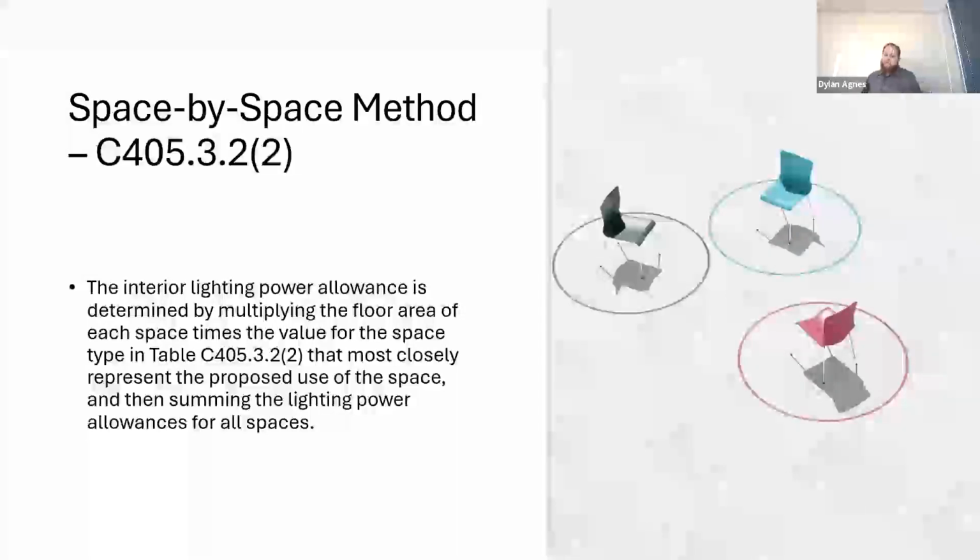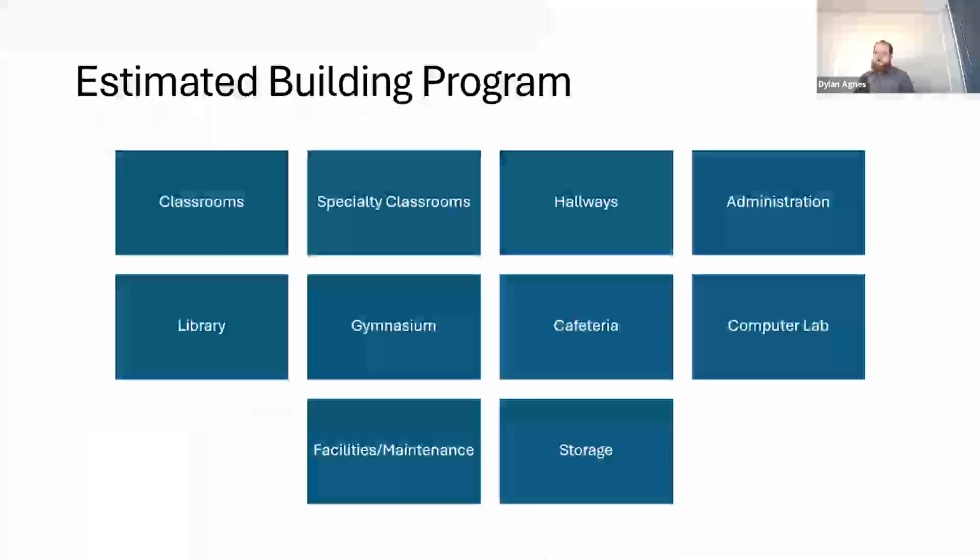Now the space by space method is a little bit different. It's determined by multiplying the floor area of each space times the value of the space in a separate table. It's much more extensive, and it's classified into two types. You've got typical space and then specific space types. The specific space type overrules the common space type, always.